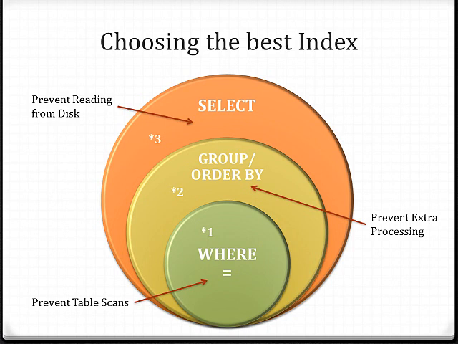So it doesn't even go to the hard disk at all. It's all from the index. It's all hopefully from memory. So one star will be like a where. Two star will be for group by, order by. It prevents extra processing for sorting and grouping.